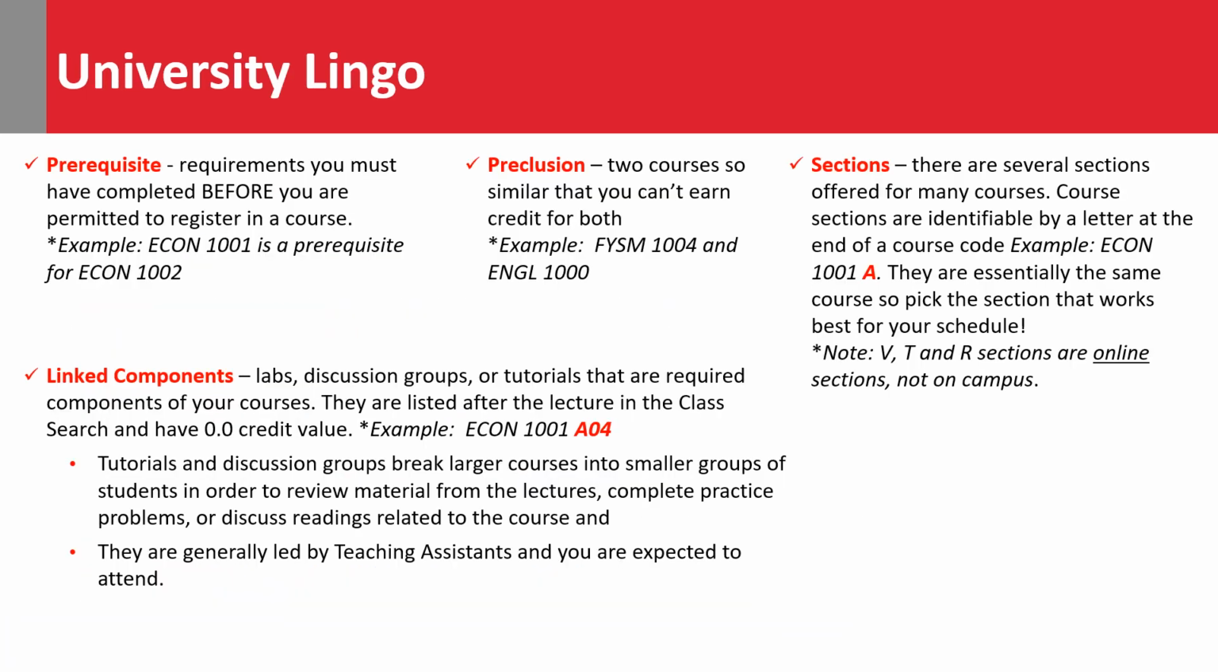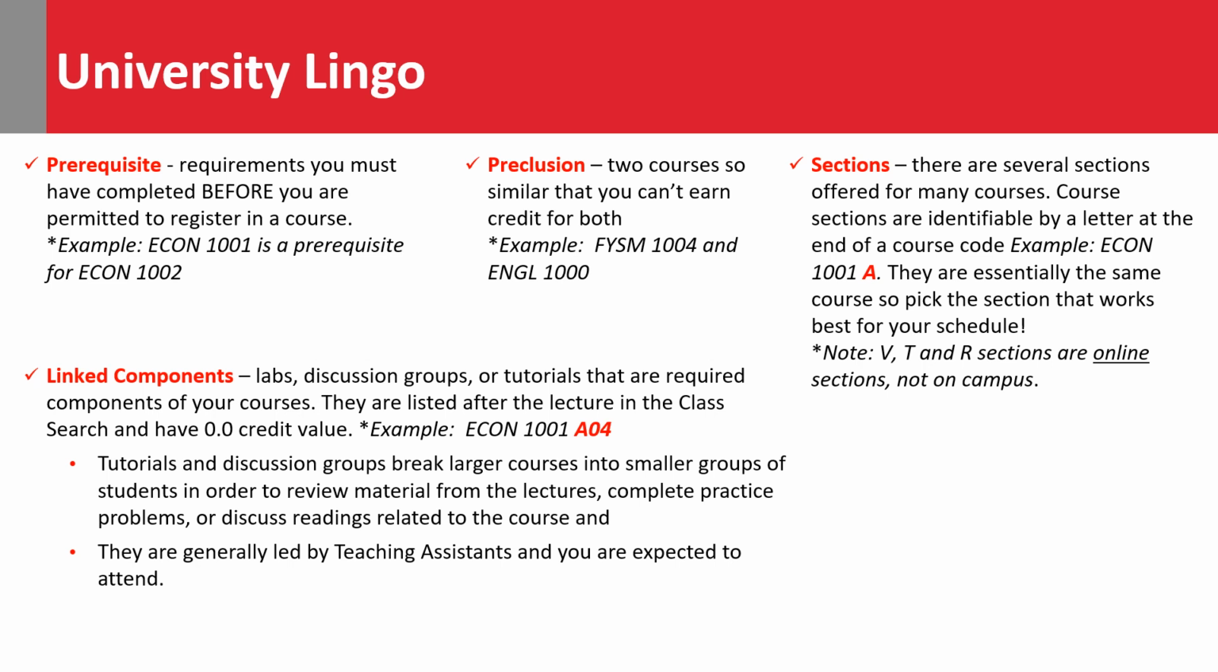A prerequisite refers to a requirement you must complete before you're permitted to register in a course. For example, Economics 1001 must be completed before you can register in Economics 1002. A preclusion means the 2 courses are so similar in content that you can't earn credit for both. For example, if you complete First Year Seminar 1004, you may not receive credit for English 1000.